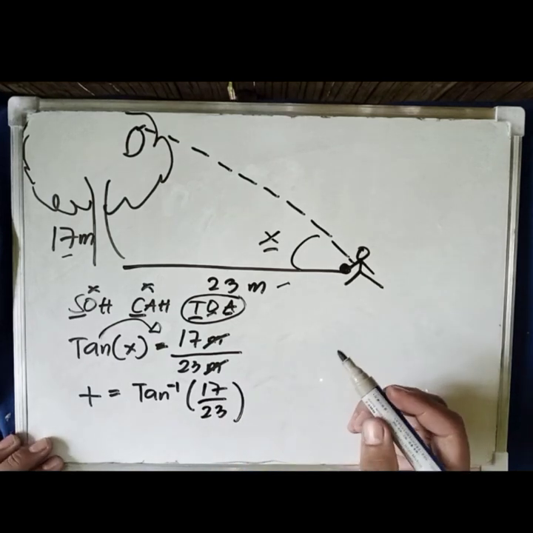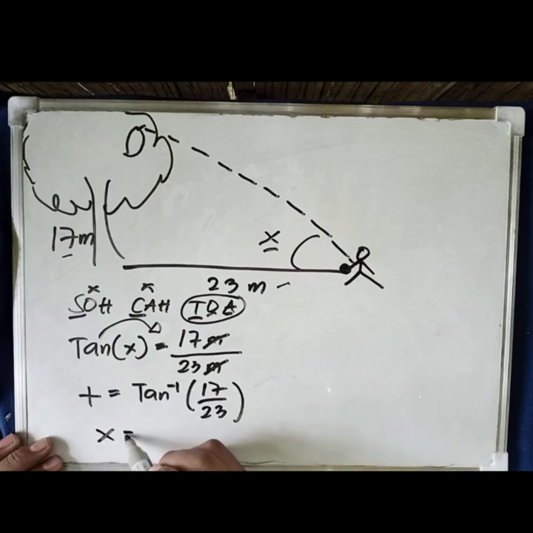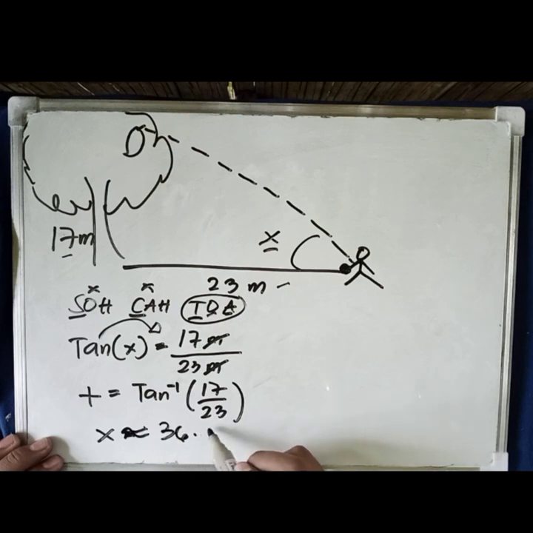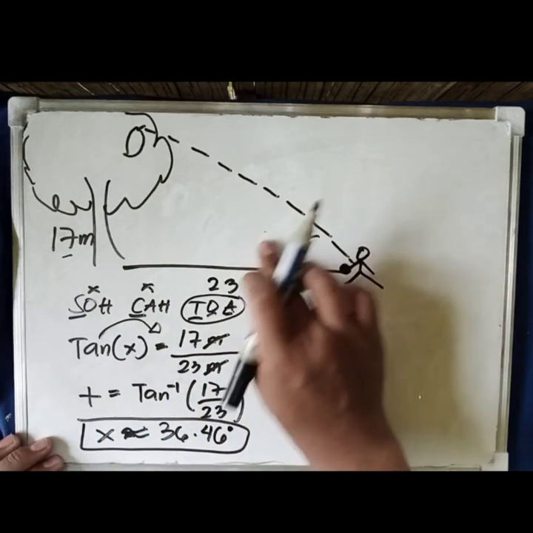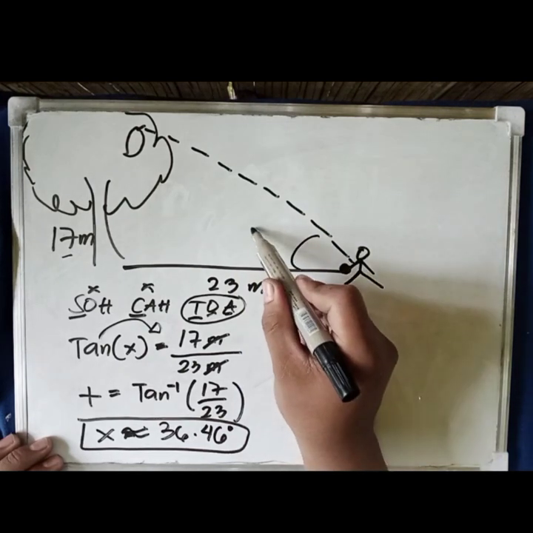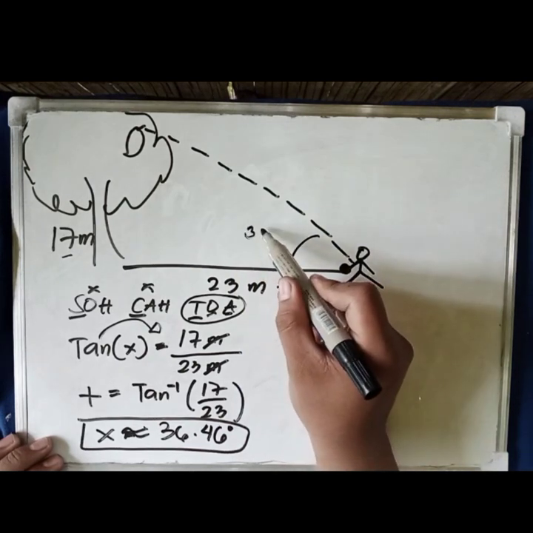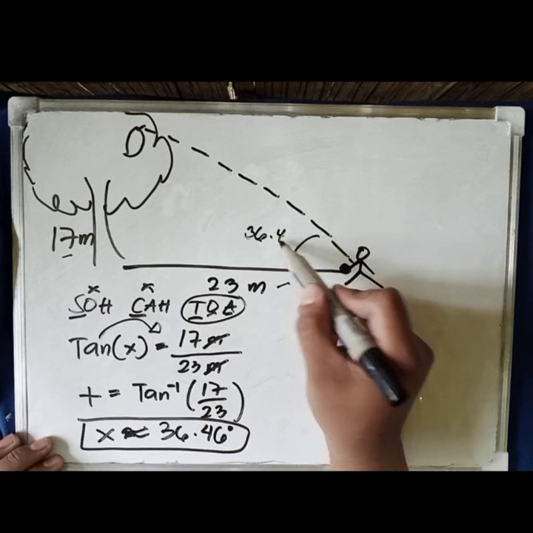And let's do the calculations. So the approximate value of the angle for us to get the mango is 36.46 degrees. So therefore, for you to get the mango, you need to have this angle, 36.46 degrees.